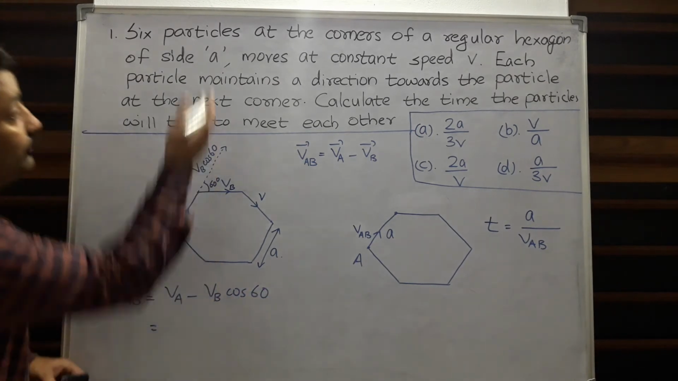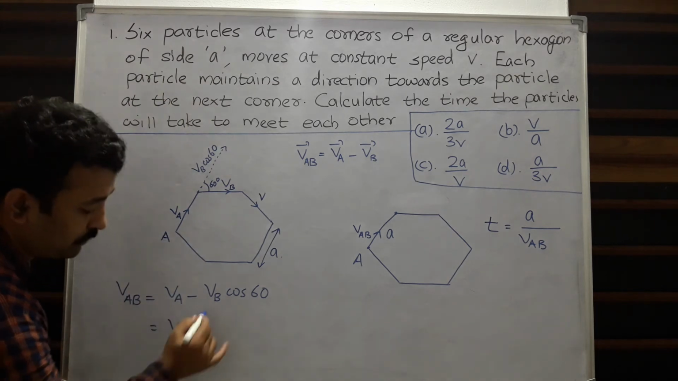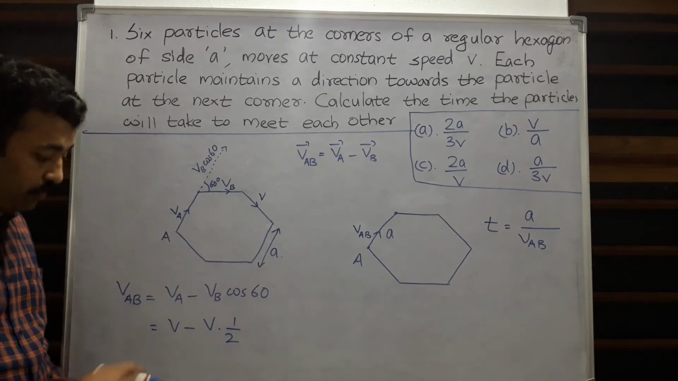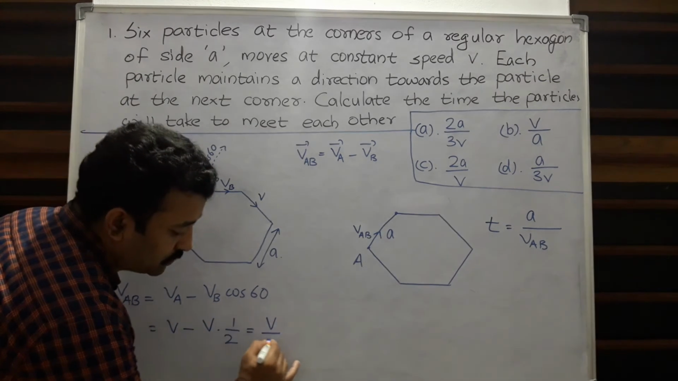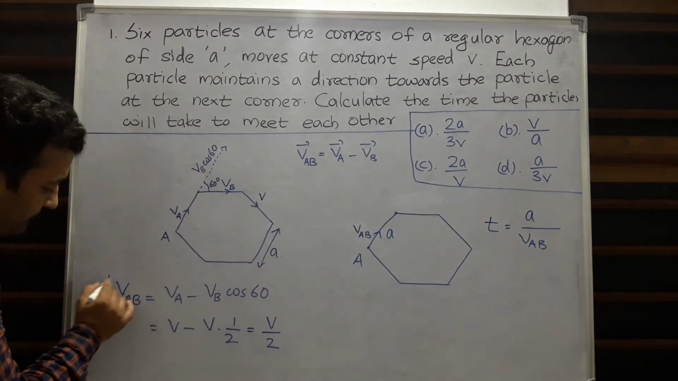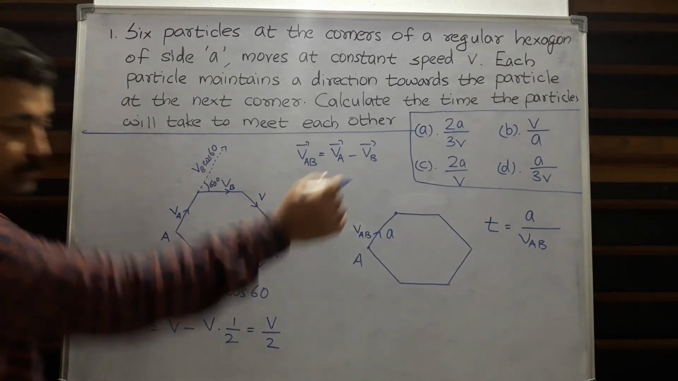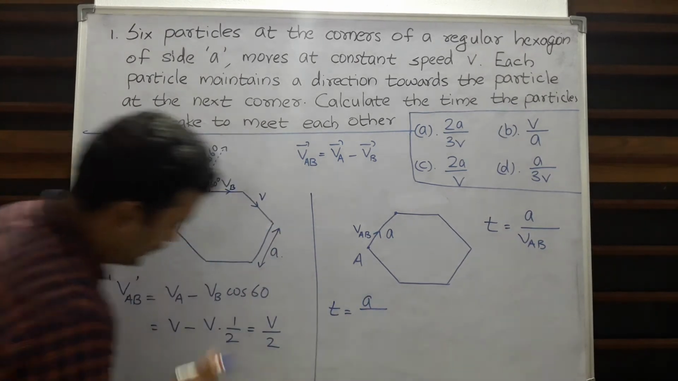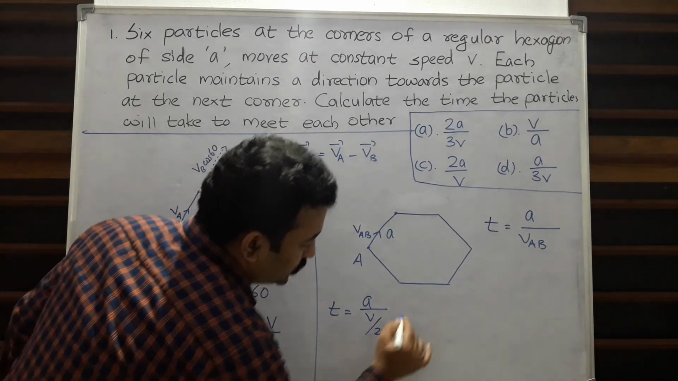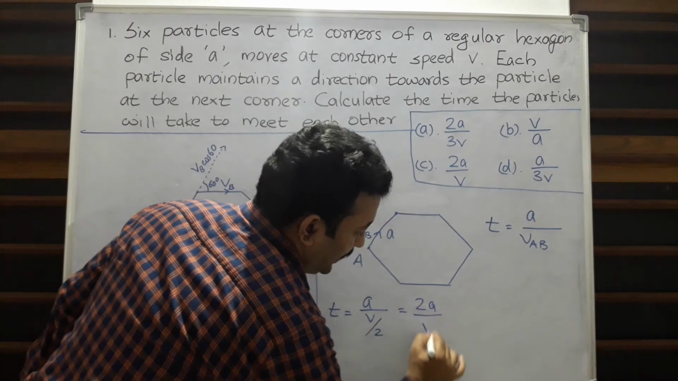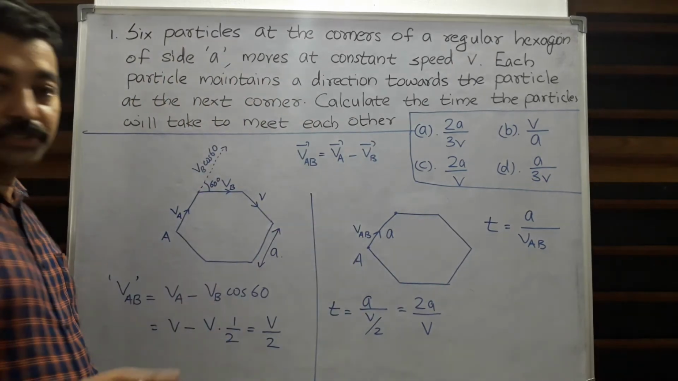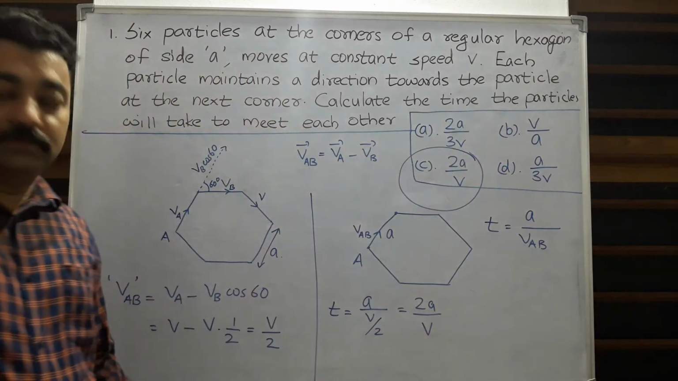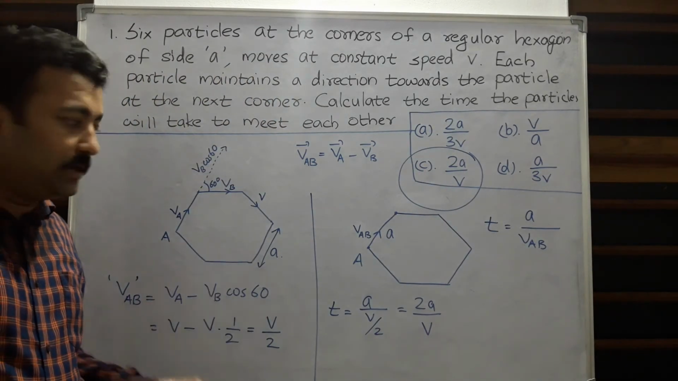VA is given as v itself, VB is also v, and cos 60 is 1 by 2. So v minus v by 2 is v by 2. We got the value of VAB. Substituting into that, the time taken is equal to a divided by v by 2, which is equal to 2a divided by v. Which is the option? Option C. So we can see that this problem can be reduced into a one-dimensional problem.